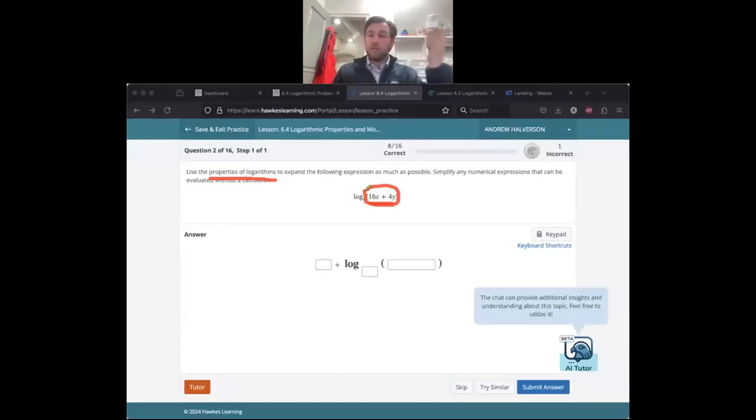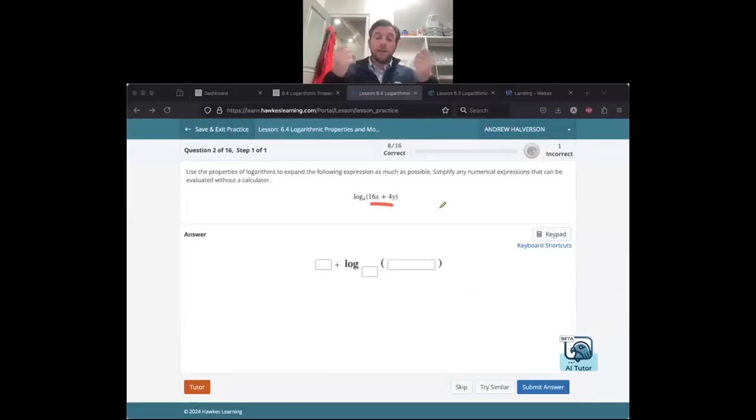The answer is no on all three fronts. This is not a product because it's something plus something. It's definitely not division either. But can we turn 16x plus 4y into the product of two things, the multiplication of two things? And the answer is yes. In other words, can we factor 16x plus 4y? Because remember, that's what factoring is. It's breaking up addition or subtraction to give you the multiplication of two things. So can we factor 16x plus 4y?